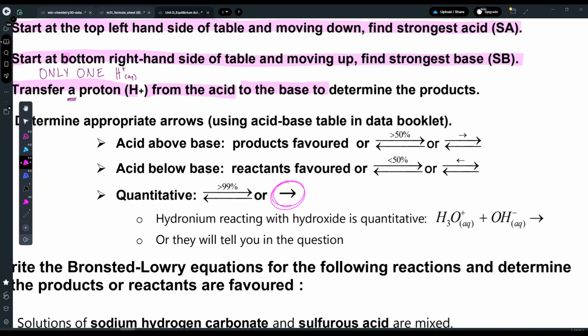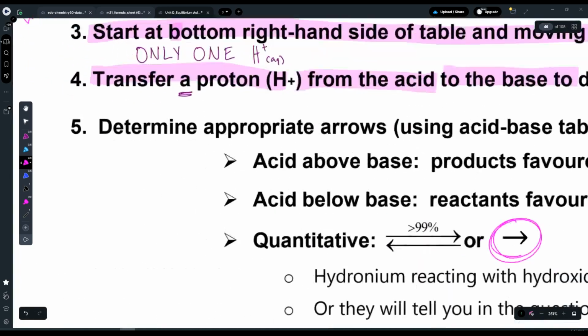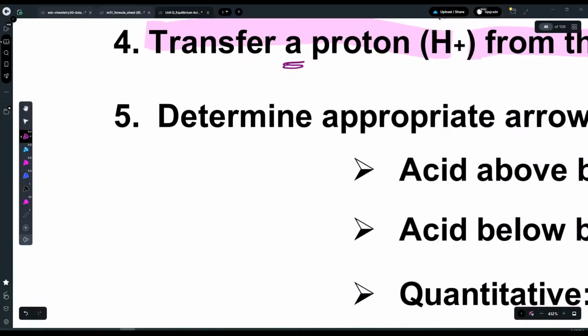So typically, the situation in which that happens is you have a strong acid reacting with something weak, or if you're talking about bases, a strong base reacting with something weak. But I just need to write this down here. So these first 2 points are talking about the relative positions of acids and bases on page 8 and 9.